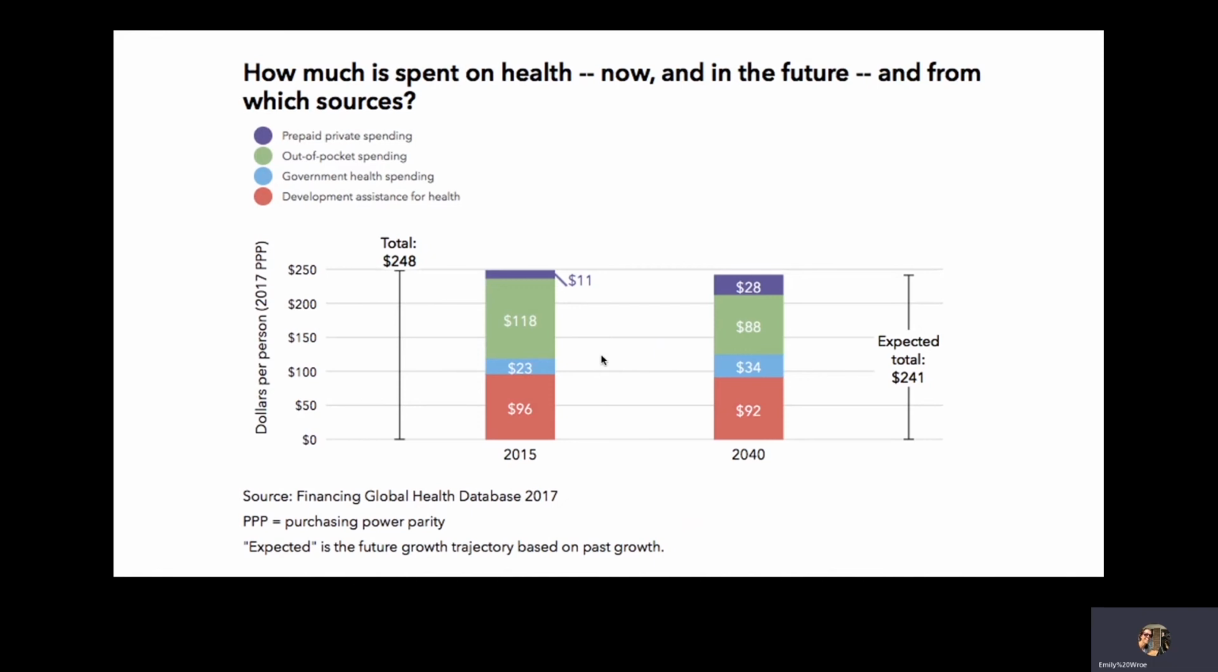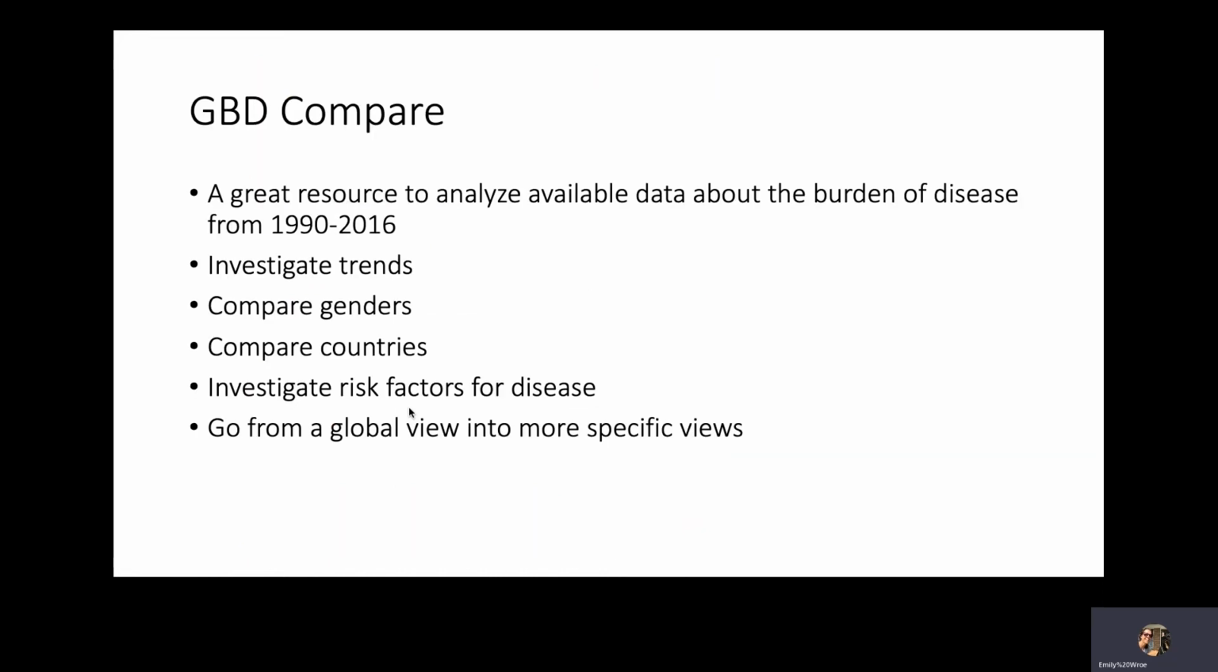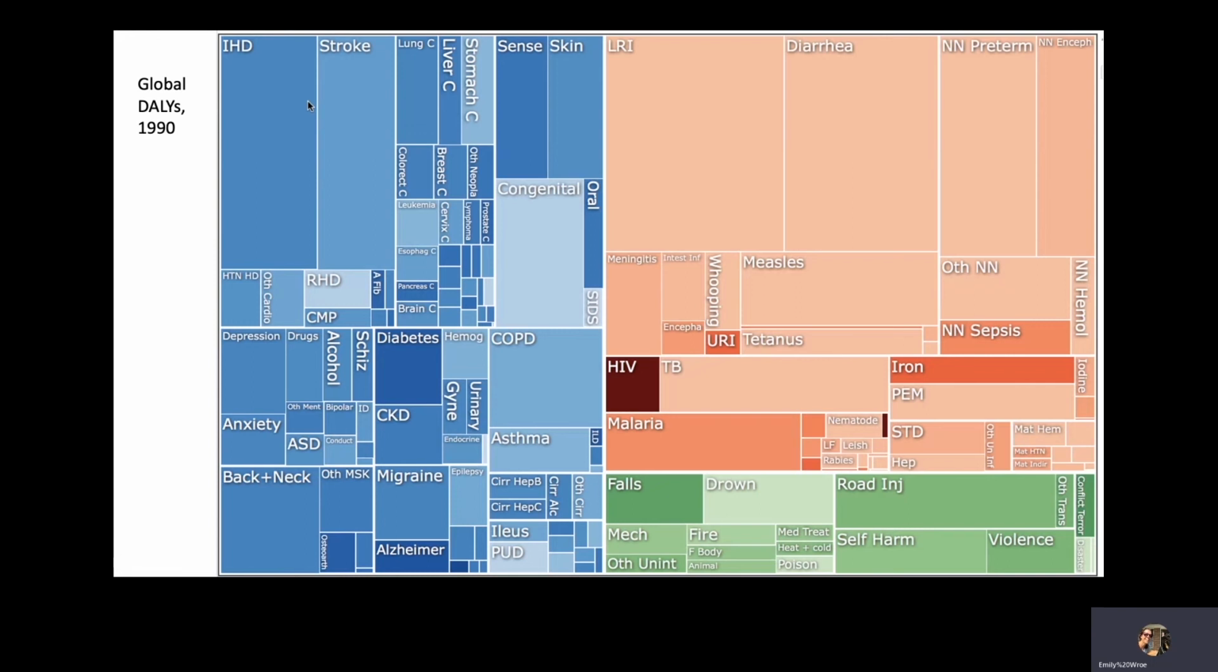It also has some sources on health financing that you can look at in your country profile as well. The other thing I want you to know how to use for global burden of disease is to look at data for burden of disease over time, look at trends, look at genders, look at countries, and investigate risk factors. So you really can go from global into more specific views. This is called GBD Compare. This is one of the types of plots they use, where the whole square on the slide is 100% of the disability adjusted life years in 1990.